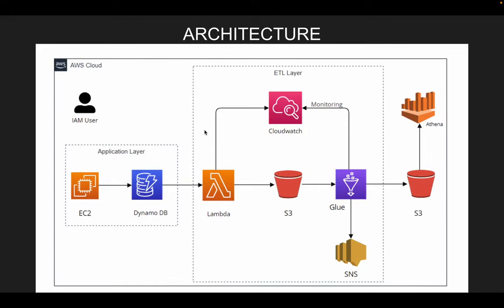To complete this project, we need these permissions for the user. That is EC2, DynamoDB, Lambda, S3, Glue, CloudWatch, SNS, and Athena. We should always provide fine-grained access to the user. For example, a user needs create EC2 permissions and SSH permissions. We should attach only those permissions to a user. But for this demo purpose, I am attaching full access to EC2, DynamoDB, Lambda, and all.